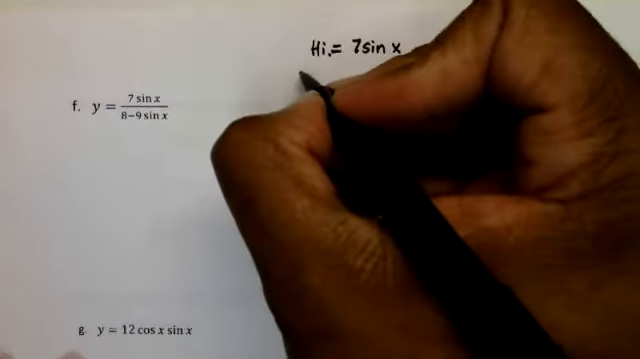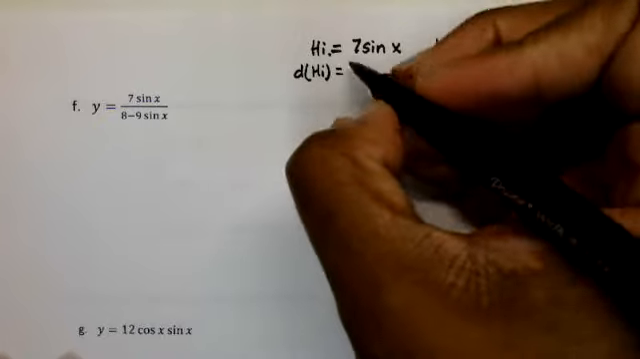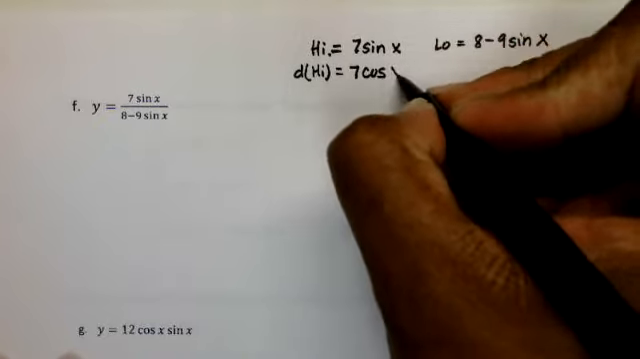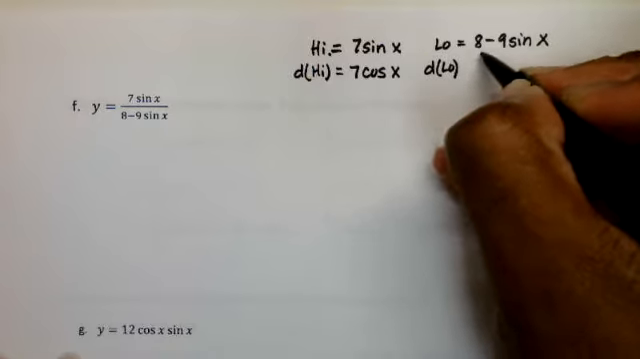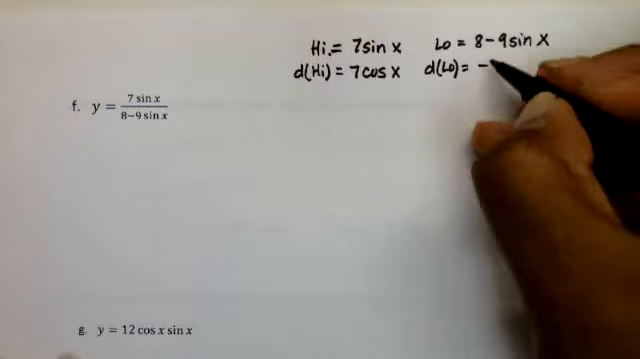All right, so let's take the derivative of the high. If the high is 7 sine of x, its derivative will be 7 times the cosine of x. If the low is 8 minus 9 sine of x, its derivative will have to be, the derivative of 8 is 0, and then we have the minus 9 sine of x, we bring down the 9, its derivative of sine of x will be the cosine of x.